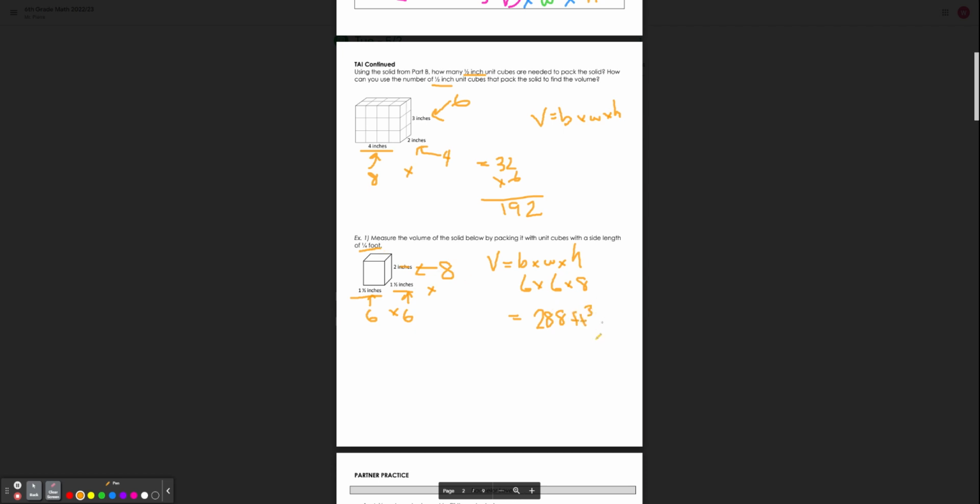feet squared. Great. Now let's practice this with your partners.